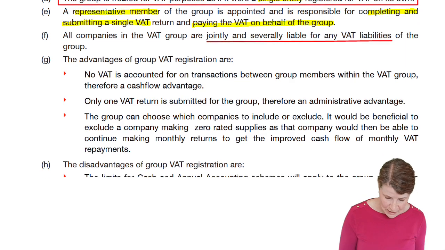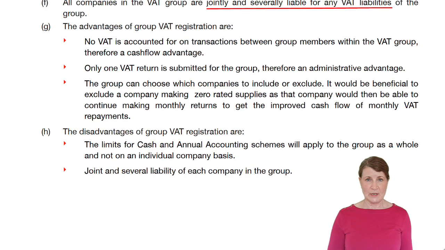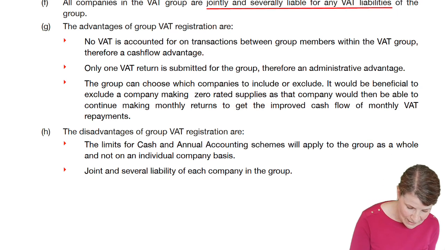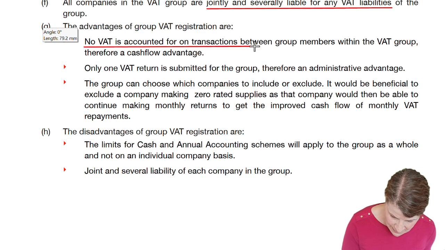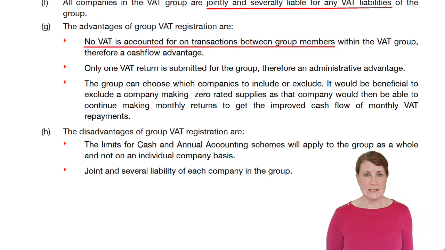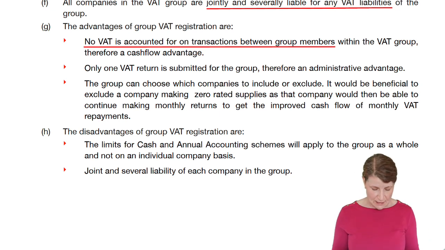Now, looking at advantages and disadvantages of a VAT group registration. One of the big advantages is cash flow. No VAT is accounted for on transactions between group members. So instead of one group member accounting for the output VAT on a sale to another group member, and that other group member having to recover the input VAT, because we're treating the group as though it were a single entity, you don't charge VAT if you sell something to yourself in a group context, if you like. So, massive cash flow advantage.